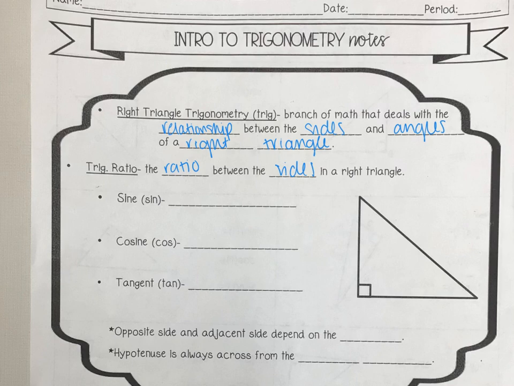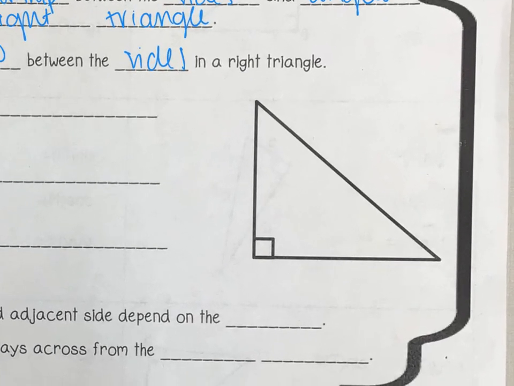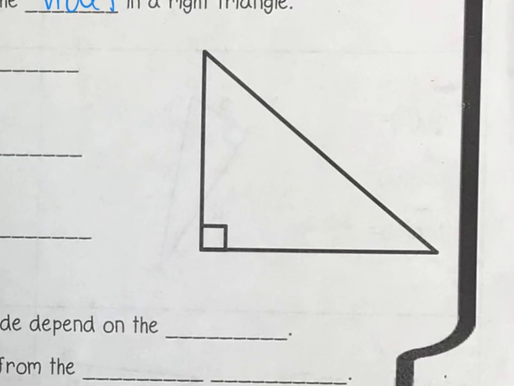But before we do that, let's look over here at our right triangle. This one. All right. We need to label our right triangle. Let's go ahead and label the hypotenuse. Where's the hypotenuse located? Across from the right angle. So this is my hypotenuse.